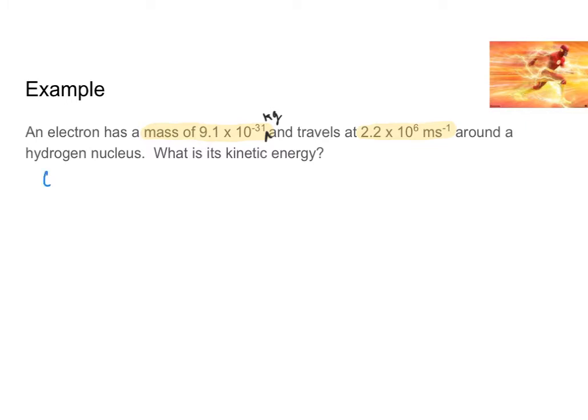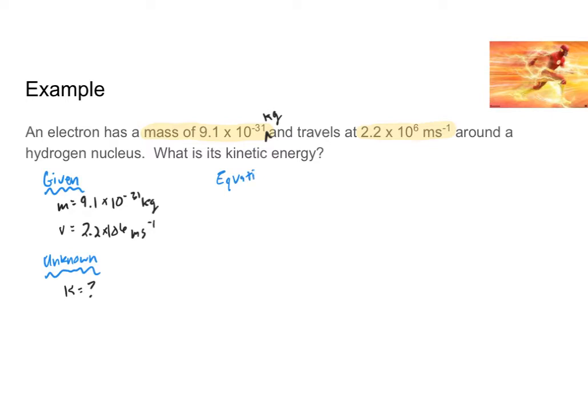So let's go ahead and start by listing out our givens. I know that the mass of my electron is 9.1 times 10 to the negative 31st kilograms. I also know that its speed is 2.2 times 10 to the 6th meters per second, and that my unknown is my kinetic energy K, since my question is asking me for my kinetic energy. I know that the equation for kinetic energy is the equation that we just learned, and that is, of course, K equals 1/2 mv squared.